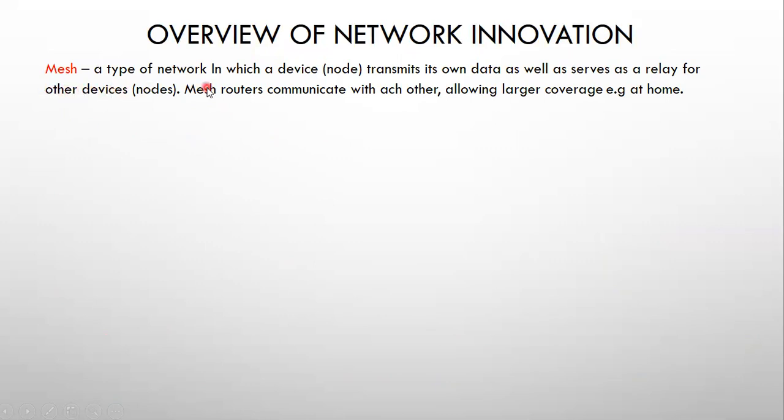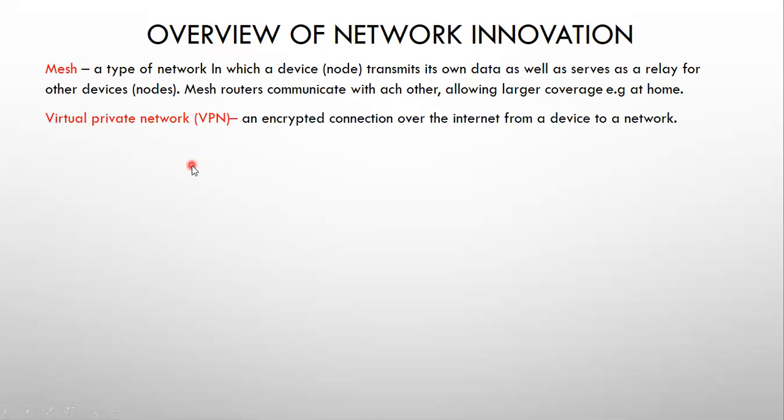A mesh is a type of network in which a device transmits its own data as well as serves as a relay for other devices and nodes. So a device transmits its own data and allows communication with other nodes. Now mesh routers communicate with each other, allowing larger coverage, for example, at home. So you can have mesh routers at home to ensure there's larger coverage, because sometimes one router will not cover your entire home. You end up with dead spots, which means there's no signal in certain areas at home. So we can use mesh routers.